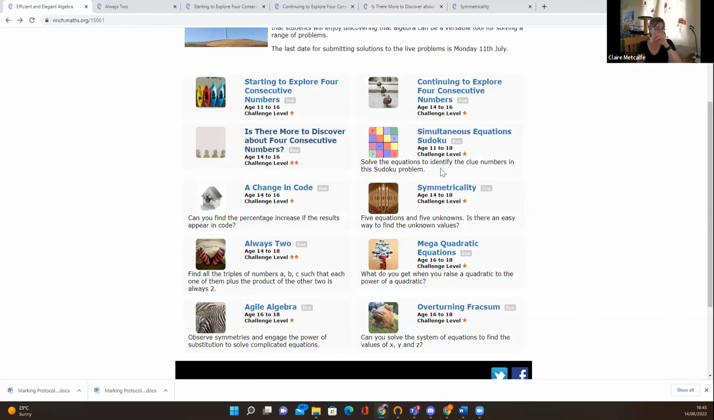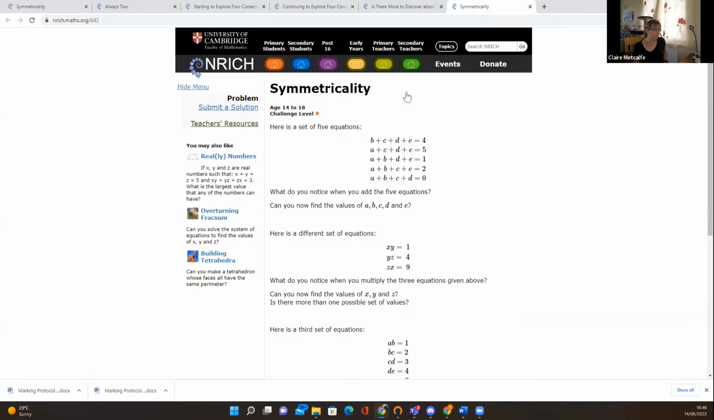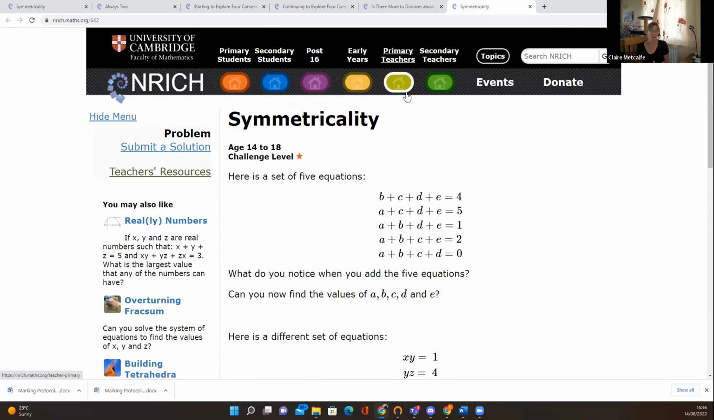Okay, so as Charlie said, we were going to look a bit at a couple more questions. We're not going to ask you to do much more yourself now, but we'll start by looking at symmetricality. So the idea behind this problem is that it's a set of simultaneous equations which you can solve by doing the standard trying to eliminate things, but actually that's not going to be the most efficient route to it.